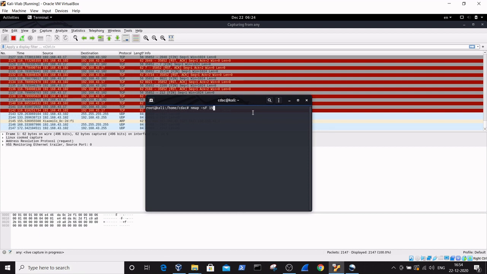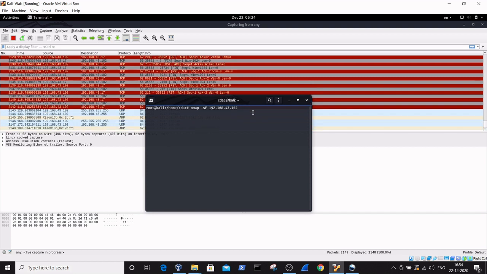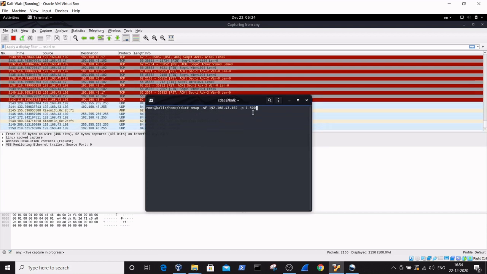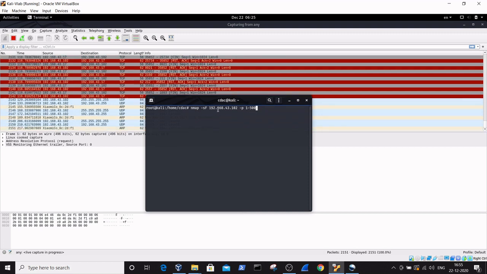and the target IP address 192.168.43.102, and mention specific port numbers with -p. I am giving a range of port numbers, 1 to 500. So it will scan ports 1 to 500, as a FIN scan sends a packet only with the FIN flag set. So only to these ports it sends the FIN packet, and the target IP address is 192.168.43.102.